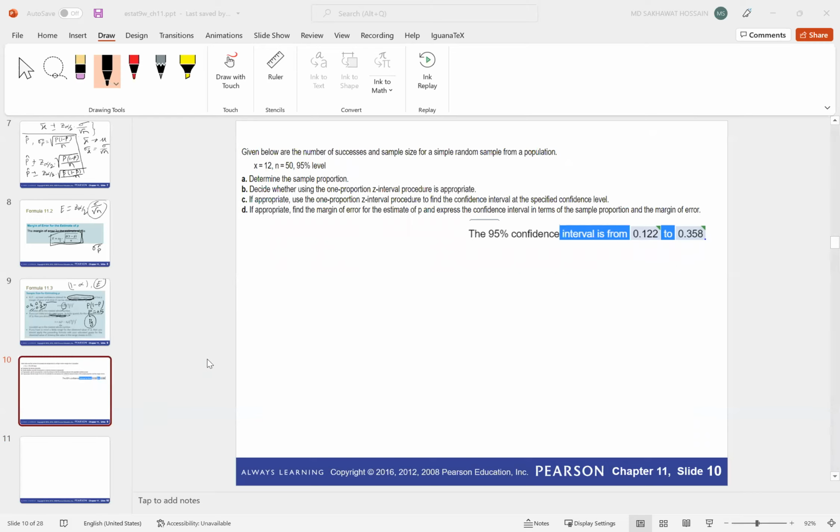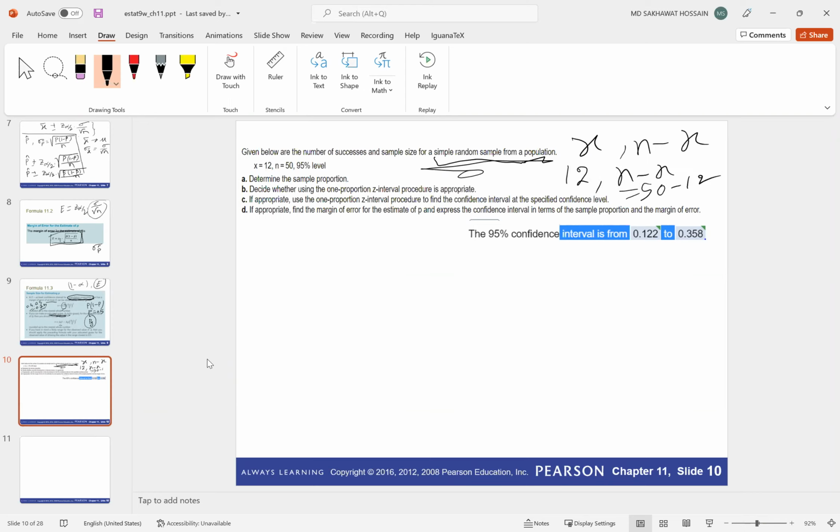Okay, so given below are the number of successes and sample size for a simple random sample from a population. So the first assumption was simple random sample, so we have this assumption. Now we need to check x and n minus x. Here x is 12 and n minus x is 50 minus 12, which is 38. Both of them are greater than 5, so that means we can use the z interval. Both assumptions are satisfied, so we can use the z interval.